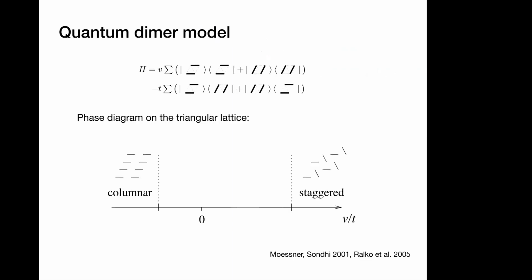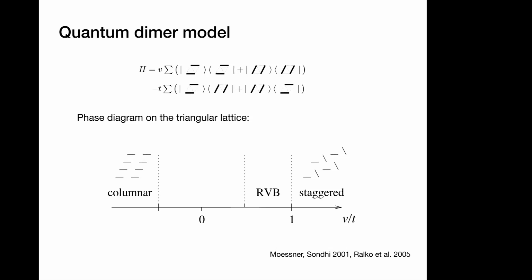And this model, or actually a slightly more general model, where we also include some potential energy terms, which give some energy to parallel bonds. This model has been extensively studied, first by Moessner and Sondhi, and then more detailed studies were performed by Fradkin's group. Here we know that for large negative V, for example, potential energy, we expect a columnar phase. For large positive V, we expect the staggered phase where there are no parallel bonds.